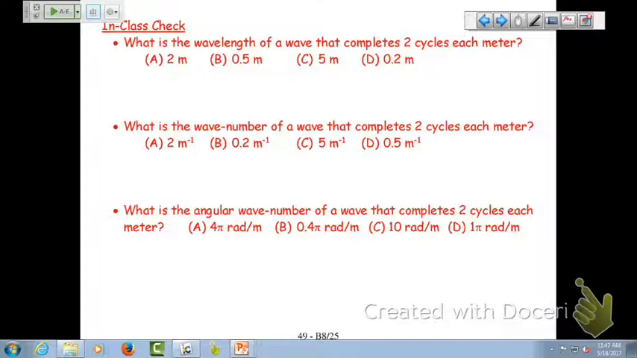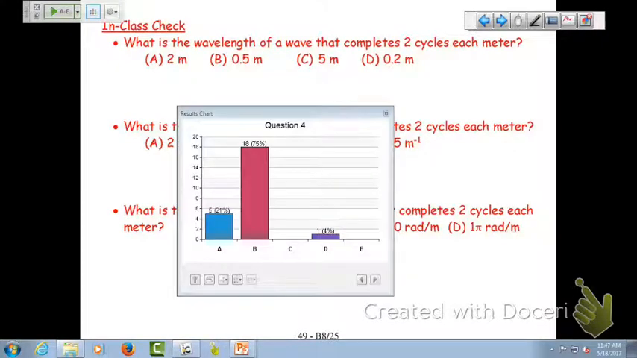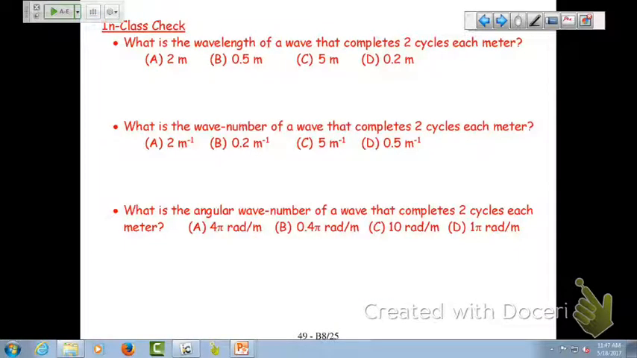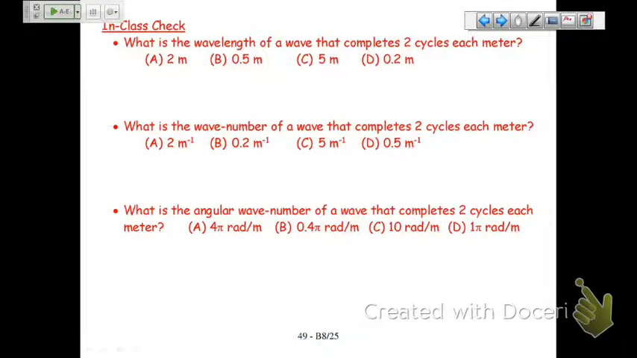I don't know what you feel, but it seemed to me that it was slower to get the response on this one. And many people are saying B. In essence, it's exactly the same question as the first question that you did. Basically, I say 2 cycles each meter. If it was 2 cycles a second, you'd say that's the frequency. But 2 cycles each meter, you're not so familiar with saying, oh, hold on, the wave number equals 2 cycles per meter, which is 2 meters to the minus 1.